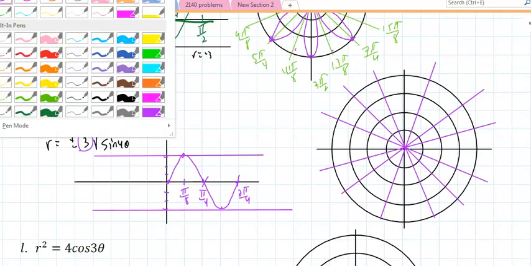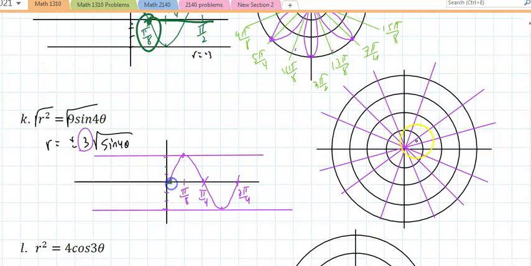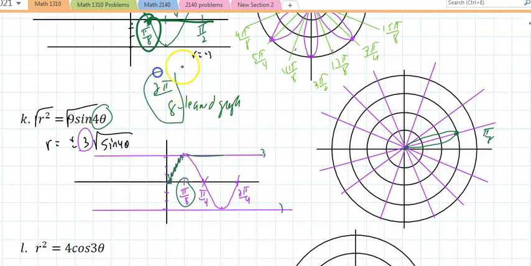In our case here, at 0, I am at 0. Increases. By the time I reach pi over 8, I am at 3, and I come back down. And since this is an even, I'm going to have an 8-leaved graph, supposedly. Again, I'm ignoring the square. So 2 pi over 8 apart.